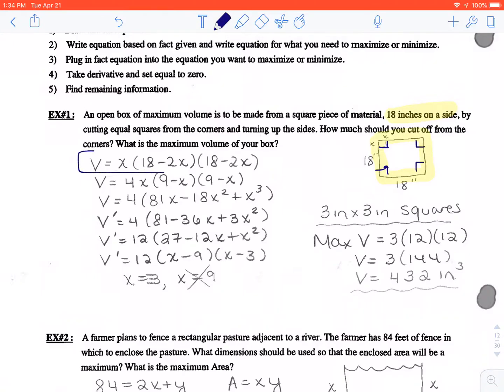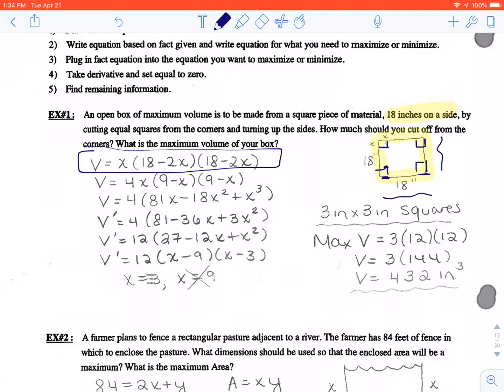So the volume of a rectangular solid or a box is length times width times height. So I know the height's going to be x when that flap is flipped. And then this length would be the 18 minus 2 of those x's. And then the other length would be another 18 minus those 2 x's.